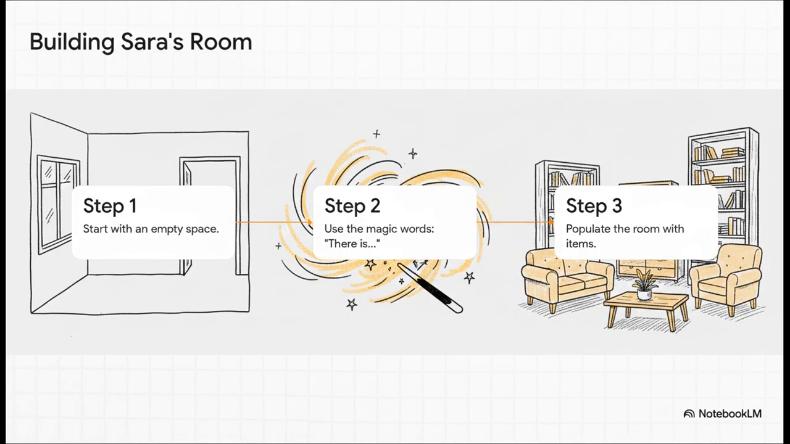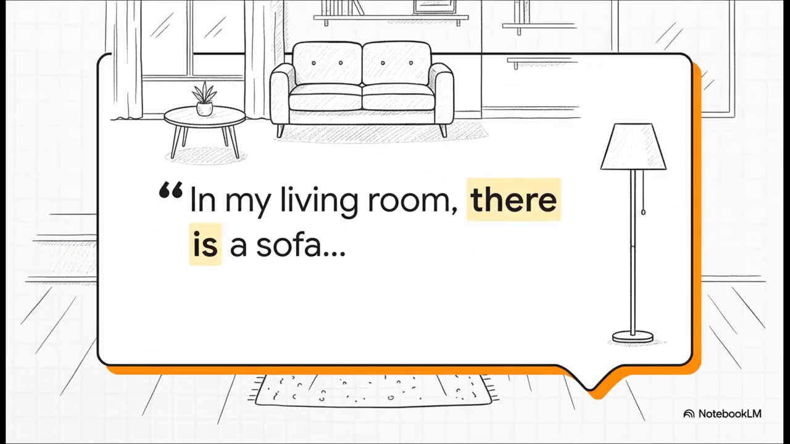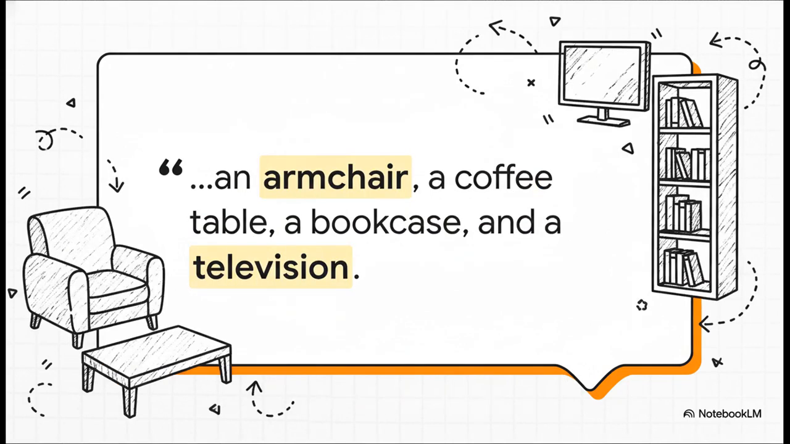Okay, so let's actually see this in action. We're going to build Sarah's living room, just like she does in the text. Watch how we start with a totally empty room, and then, using that magic phrase, we bring the furniture into existence, piece by piece. So Sarah kicks off her description like this. In my living room, there is a sofa. She starts with a single big item. And notice, it's the singular form, just like the rule says. There is a sofa. And then she just keeps going, listing out the rest of the items that exist in that room. An armchair, a coffee table, a bookcase, a television. That first phrase, there is, sets the stage for this whole collection of items. And just like that, the room is verbally furnished.